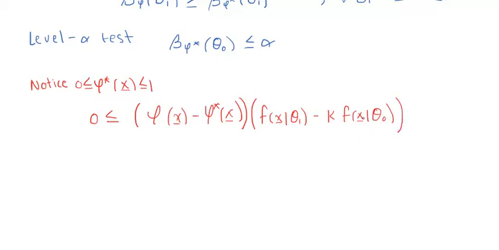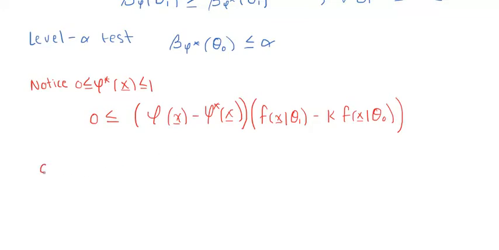Why is this the case? Because if f of x given theta 1 is greater than k times f of x given theta naught, then phi star of x is equal to 1. And if f of x given theta 1 is less than k times f of x given theta naught, then phi star of x is going to be equal to 0. This is going to be negative, and we have a negative value here. So we know that this guy is always going to be positive.